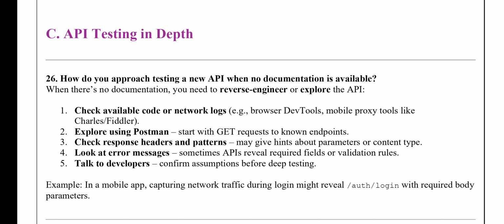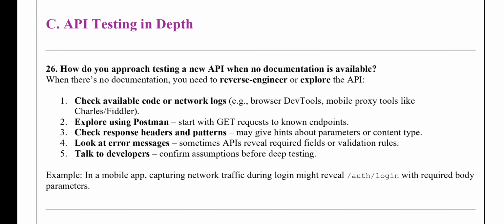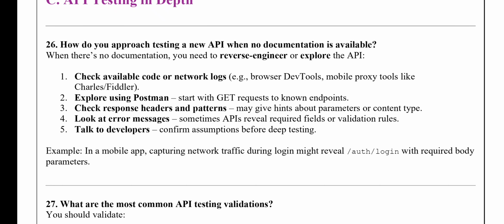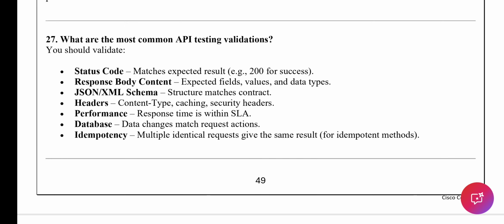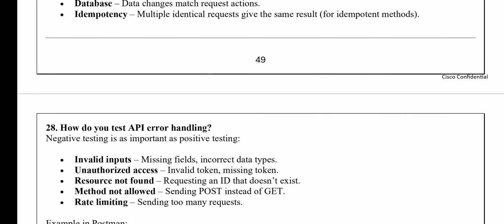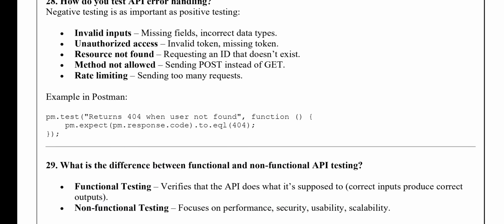Okay. So, in the next section we have spoken about API testing in depth. How do you approach testing a new API when no documentation is available? What are the most common API testing validations? How do you test API error handling?